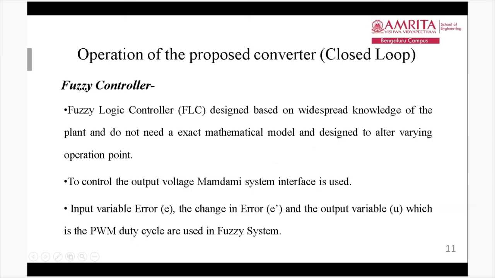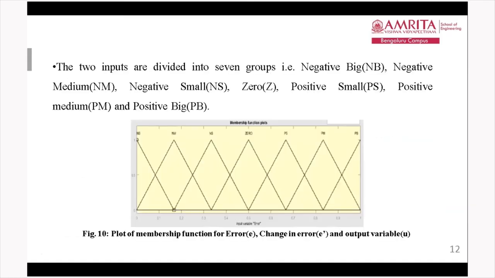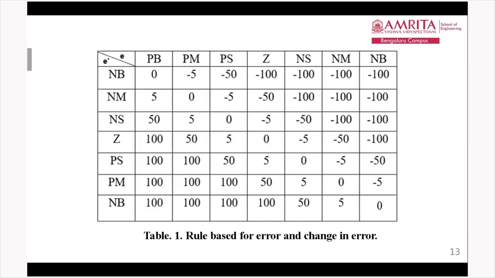So in the closed loop for fuzzy control, fuzzy logic control design is based on widespread knowledge of the plant and does not need the exact mathematical model, and is designed to handle varying operating points. To control the output voltage, a Mamdani system inference is used. Input variables error and change in error, and the output variable U, which is the PWM duty cycle, are used in the fuzzy system. The two inputs are divided into 7 groups: negative big, negative medium, negative small, zero, positive small, positive medium, and positive big. So we can see the plot of the membership functions for error, change in error, and output variable. This is the rule base for error and change in error. These are the duty cycles I am giving.